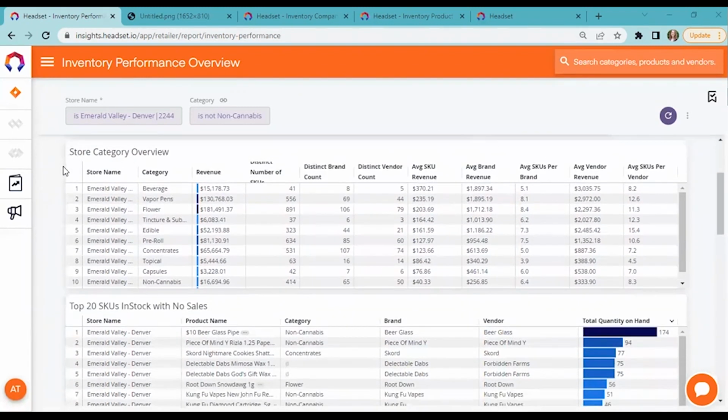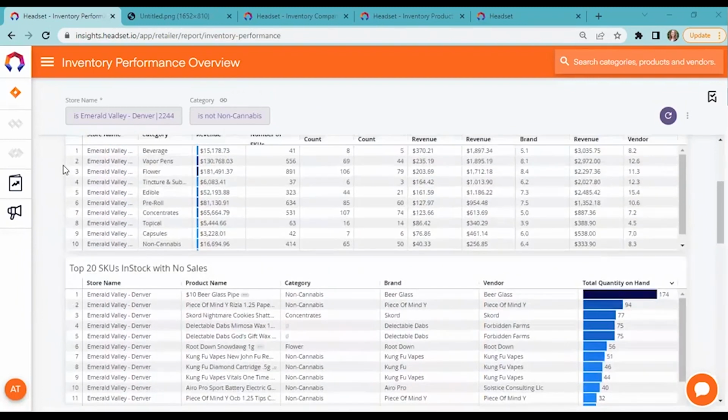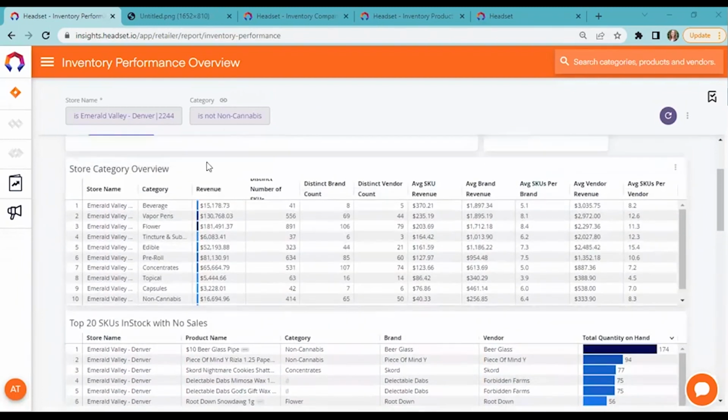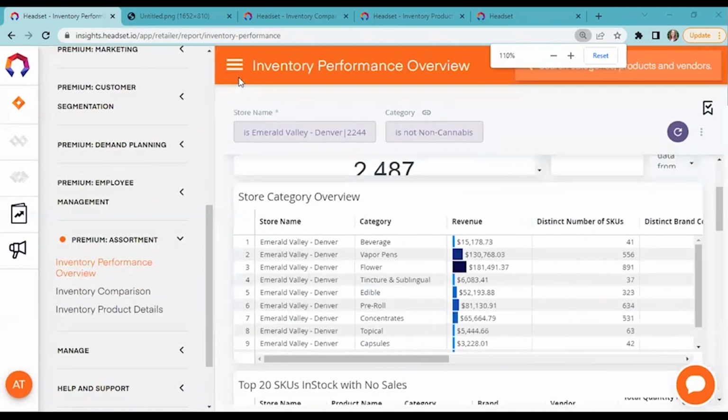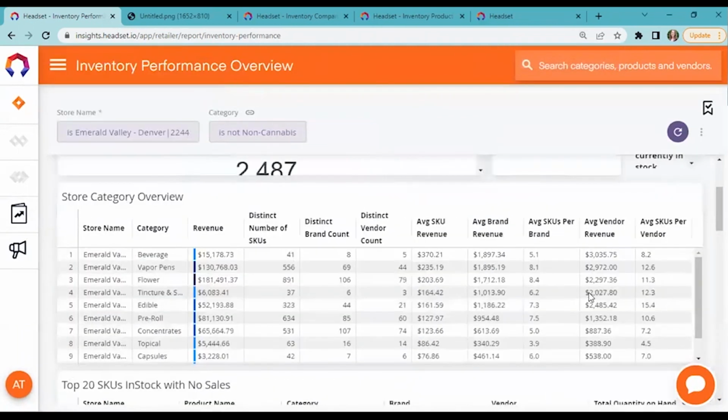Down here, we have quite a few different tables that we want to call out. The first is store category overview. This is going to give you an idea of how your categories are performing inventory wise. You can see a breakdown of each of your categories here. I'm going to zoom in just a little bit because it's a lot of data on one screen.